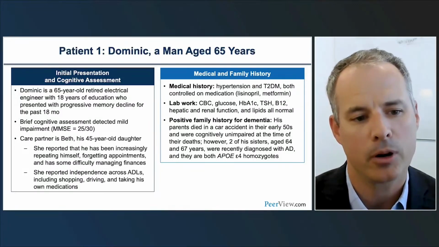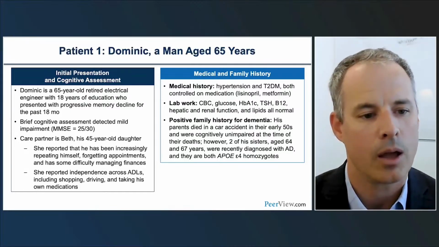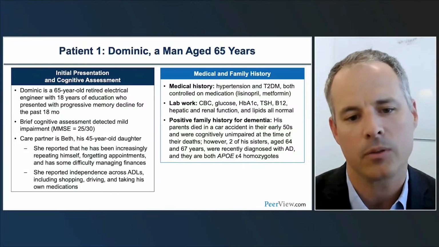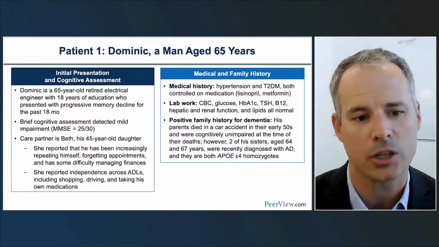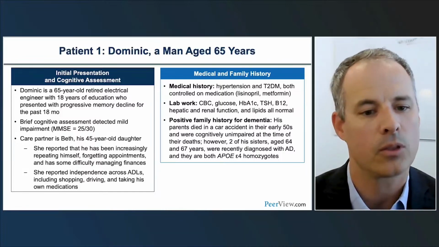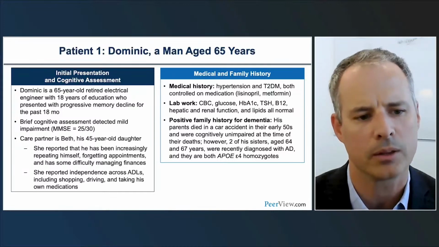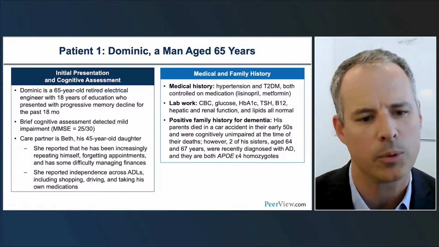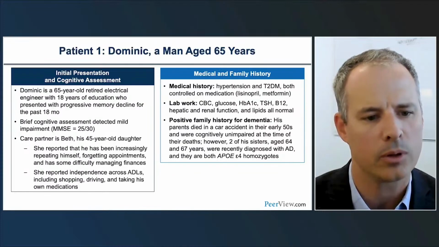His care partner, Beth, who's serving as a collateral source, that's his 45-year-old daughter, reports that he's been repeating himself increasingly, forgetting appointments, and had some difficulty managing his finances. He's otherwise independent across all his activities of daily living, including shopping, driving, and taking his own medications, and lives independently. His medical history is significant for hypertension, type 2 diabetes, both controlled with medication. Lab work is essentially unremarkable.